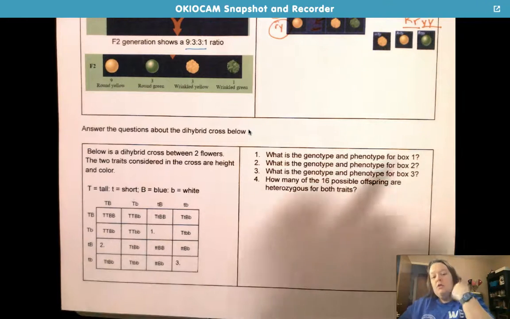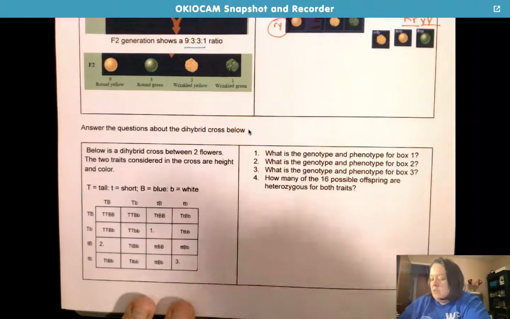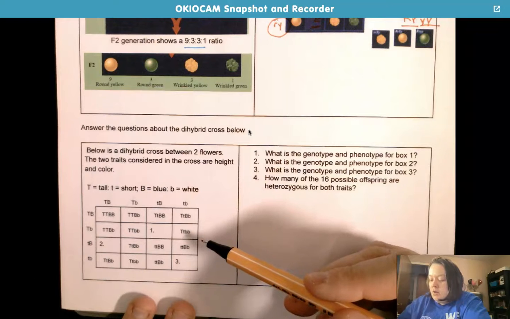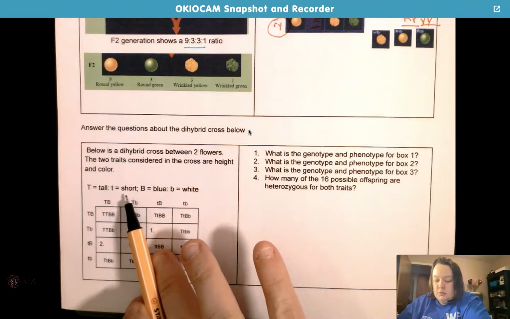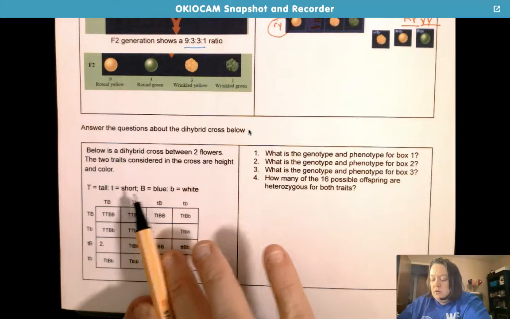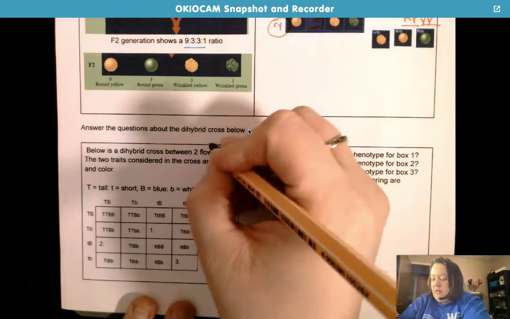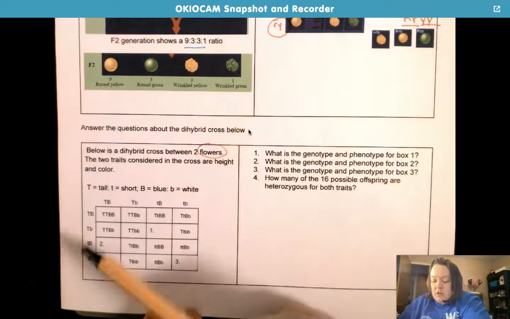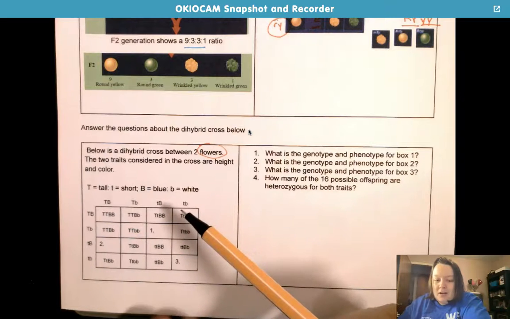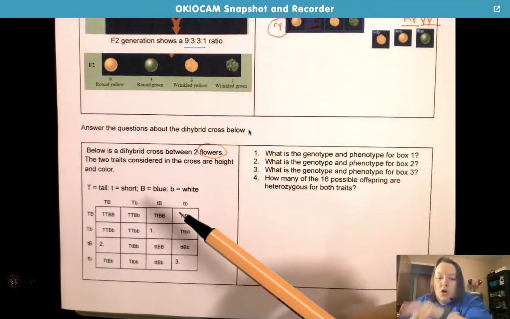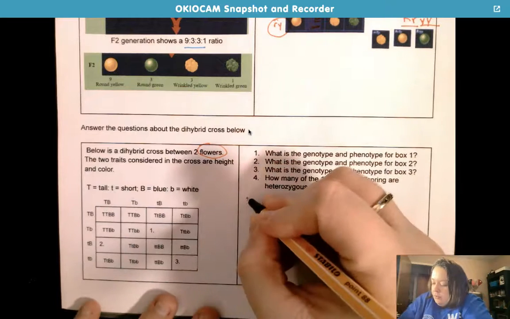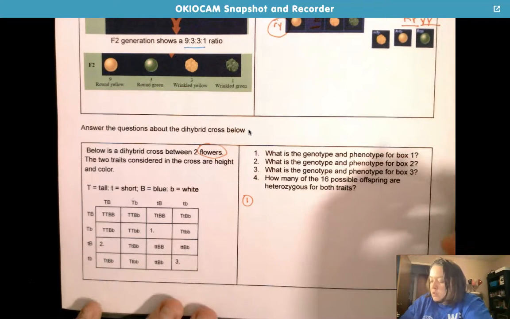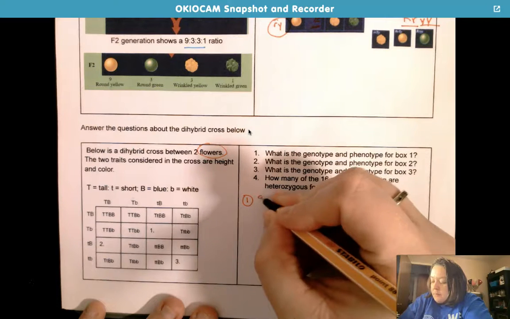Totally up to you. So this practice problem here, we have a dihybrid cross. In this case, we have two traits to consider. Tall versus short, so we're looking at height, as well as color, blue versus white. This is looking at flowers. Our Punnett square for our dihybrid is already set up for us. All we have to do is analyze it. So let's go through our questions. Question number 1, it says, what is the genotype and phenotype for box 1?